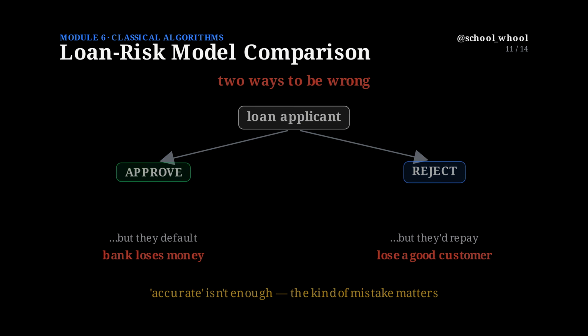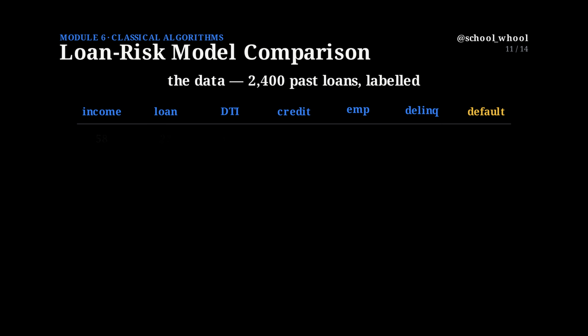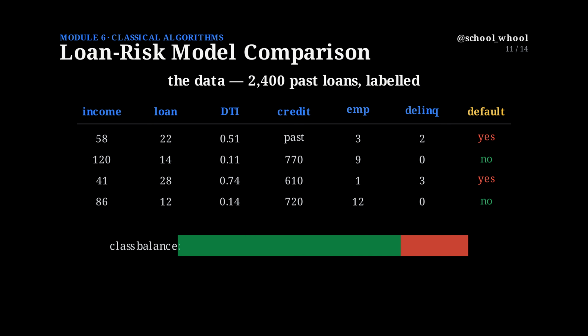Here is the data. 2,400 past loans, each described by 6 features: income, loan amount, debt to income, credit score, years employed, and past delinquencies. And crucially, each one is labeled, did it default, or was it repaid? But look at the balance. Only about 23% defaulted. That imbalance is a trap, as we are about to see.